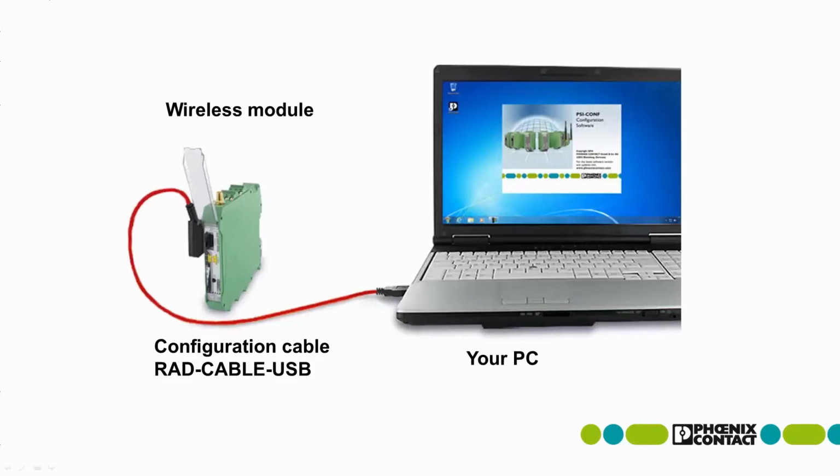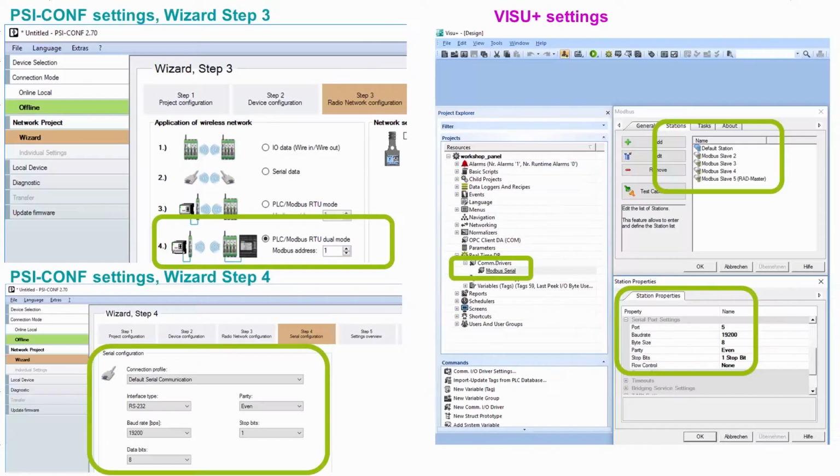The wireless modules must be configured with the SciConf software. The devices are already pre-configured in this demo setup. The Radioline master gets the Modbus slave address 01. The serial interface parameters and the Modbus slave address in VisuPlus and the Radioline modules must be identical. The Modbus master polls the Modbus slaves in a 1-second interval.